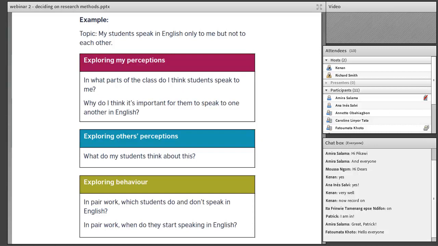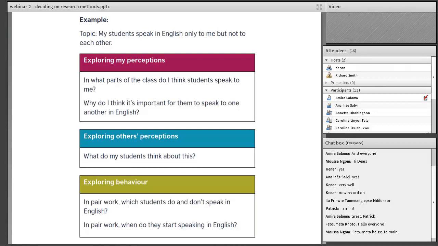The other question was exploring others' perceptions, in this case, her students. So what do my students think about this? Now think about that. What kind of data could she get? What kind of information could she get to answer that question? And then the last category is to explore behavior. In pair work, which students do and don't speak in English? In pair work, when do they start speaking in English? That's quite positive. She thinks that by answering these questions, that will help her to answer the overall question, how can I improve this situation?